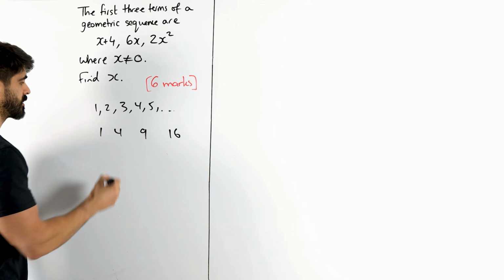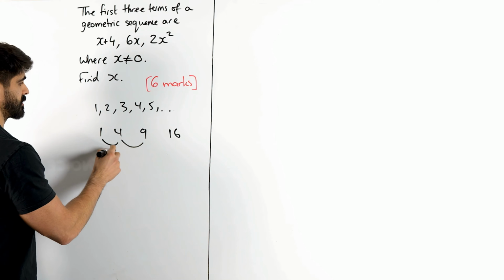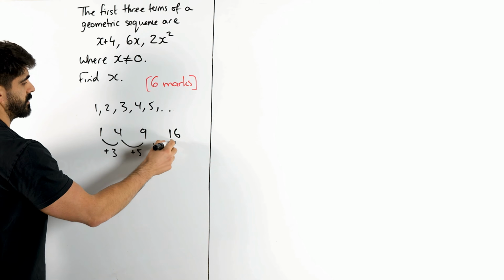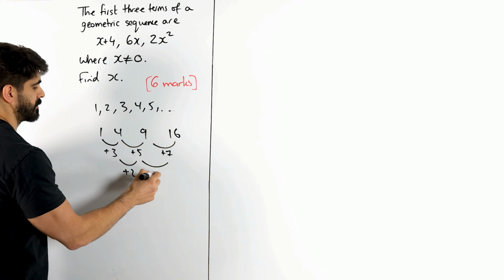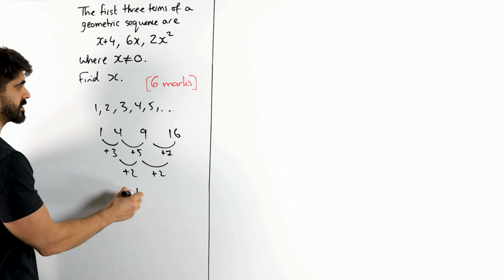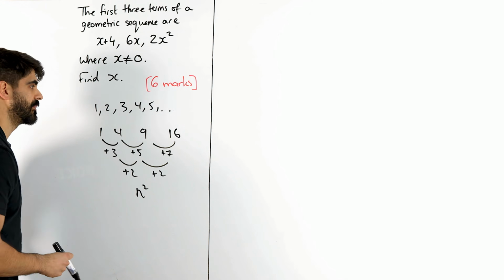Just the square numbers. So here you're going up by 3. Here you're going up by, so this is plus 3, plus 5, plus 7. So it's an interesting connection there, plus 2. If you were to work this out, this sequence here would be n squared. So wherever the term number is, you square it.